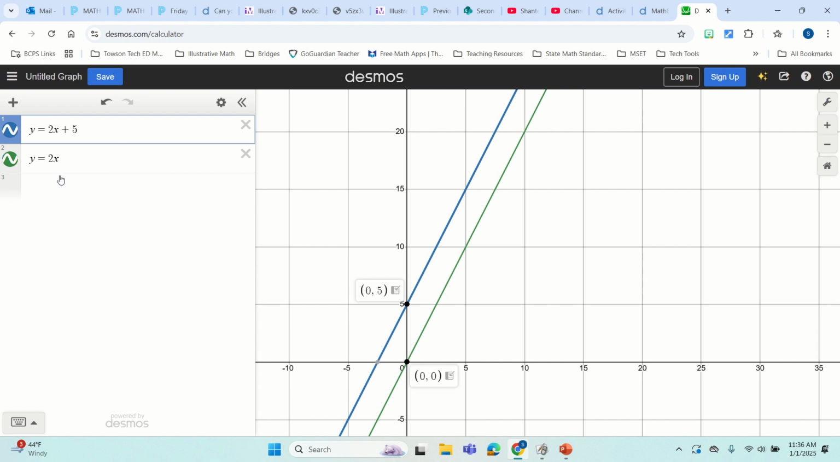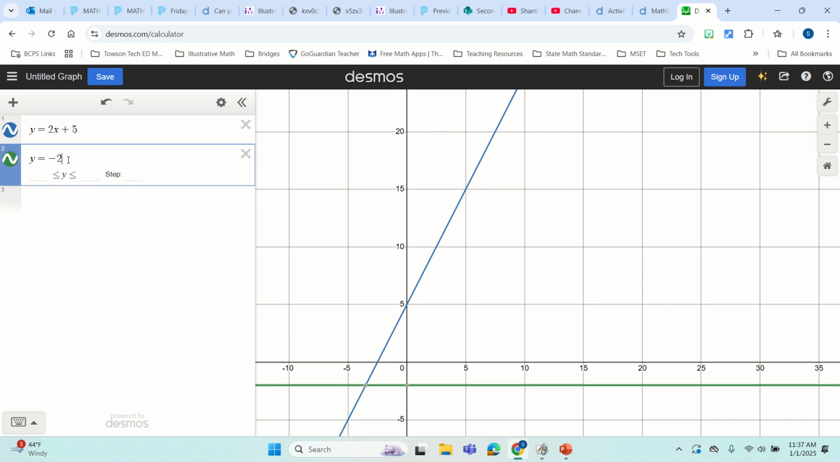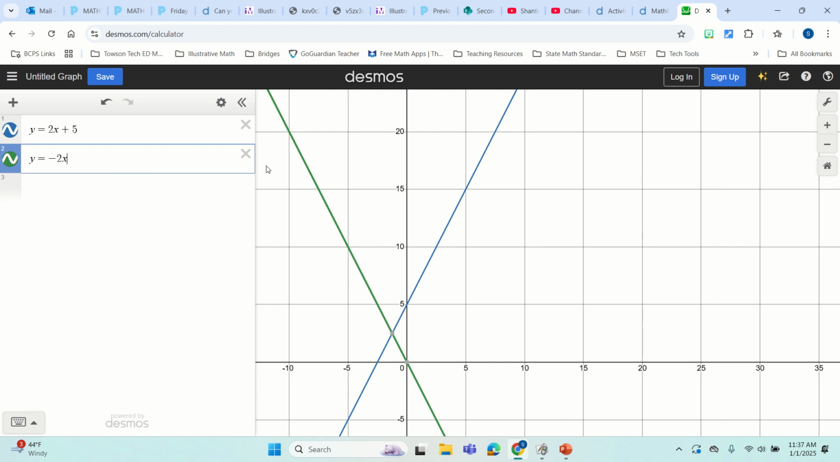Now, what's really cool is, let's say we want to change this to a negative slope. Negative 2x. Check that out. The line is actually going down, and you can see that there is a point where these 2 lines intersect. The point of intersection is where both of those lines have the same value, the same answer, which only happens once in the whole entirety of the line. So you can see the blue line is going in the opposite direction, the green line is going in the opposite direction. They meet once in life, and that's it.